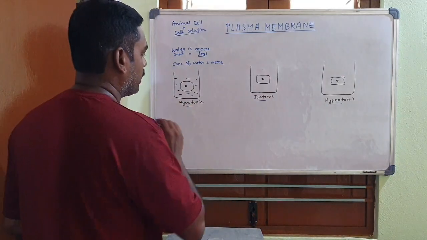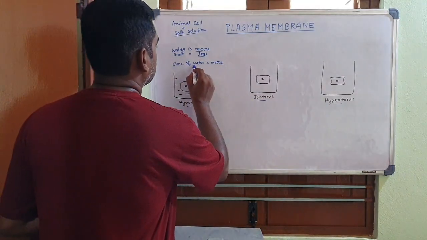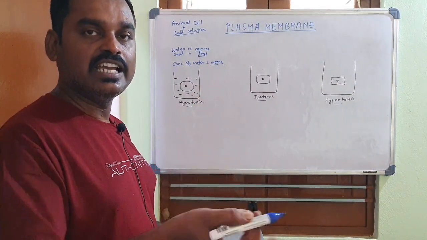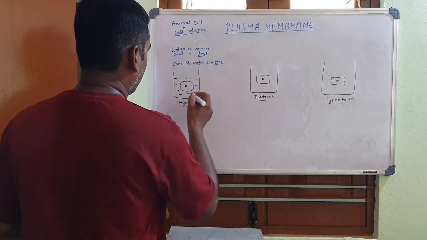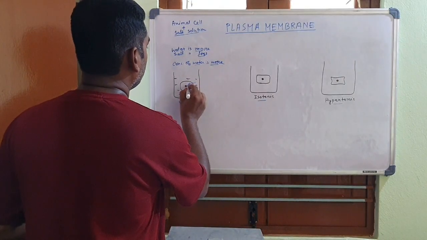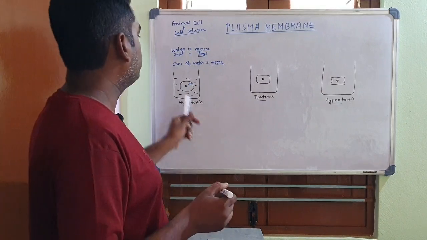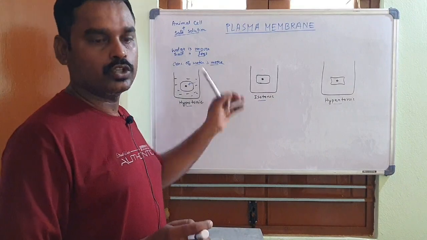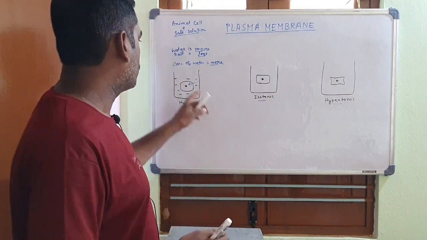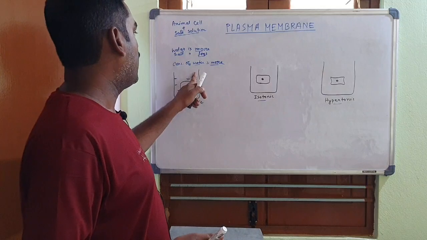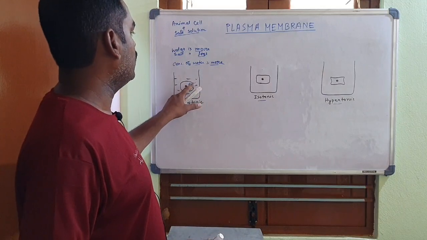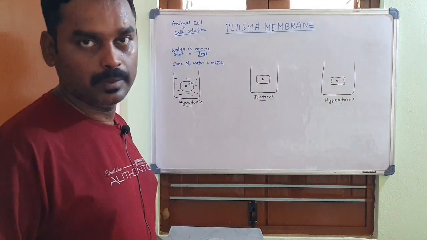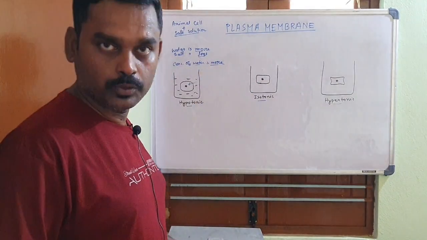So in the case of a hypotonic solution, as the water concentration is more outside the cell and less inside the cell, water moves from outside to inside, because the surrounding medium has more water concentration and less solute, or salt, concentration. Water molecules move from higher concentration to lower concentration across the plasma membrane. Here the plasma membrane is the selectively permeable membrane, acting as a barrier in osmosis.